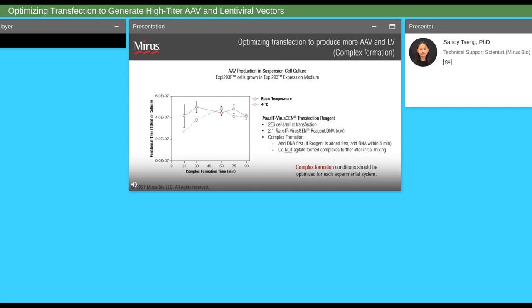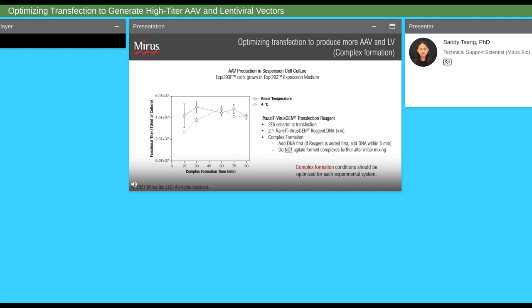As you can see, high AAV titers can be obtained from complexes that were formed at either 4 degrees or room temperature. At 4 degrees, we think complexes grow a bit slower. For this experimental system and vector, we'd recommend an incubation time of about 30 minutes.